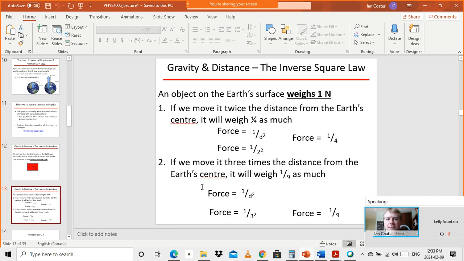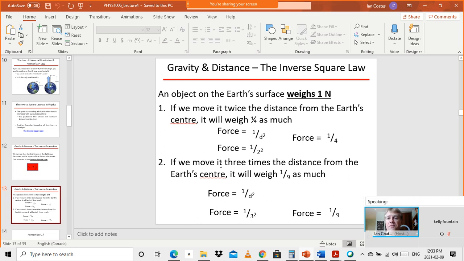What do we got here? So just to show you guys some examples. An object on Earth's surface weighs 1 Newton. If we move it twice the distance from the Earth's center, what's going to happen? Gravity now is going to be 1/4. So it'll weigh 1/4 Newton.